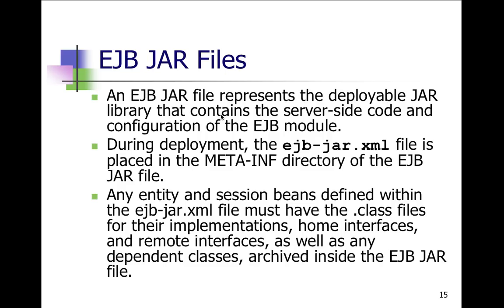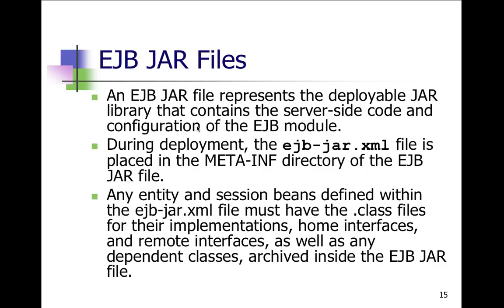The same technique follows through for enterprise beans. During the deployment, the Enterprise Java Bean jar file is placed in the META-INF directory of the jar file. Entity and session beans defined within that environment must have .class files for their implementation, and the .class file is a compiled version of a .java file, for the home interfaces, the remote interfaces, as well as the dependent classes archived inside of the jar file. If you remember the interfaces I talked about in terms of the RMI engine, which basically turned into a .class file, it's the same concept. The interface is the interface from Java in the enterprise environment as well.